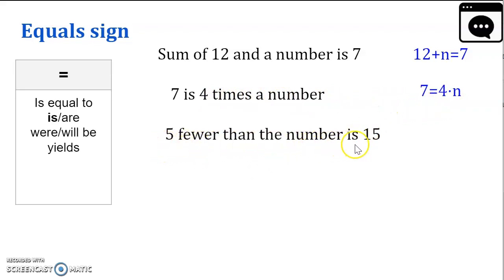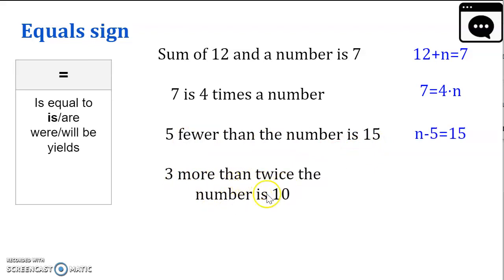5 fewer than the number is 15. Remember, fewer than is a turnaround word. So it's going to be n minus 5 equals 15. 3 more than twice the number is 10. More than is a turnaround word. So twice the number is 2 times n, plus 3 equals 10.